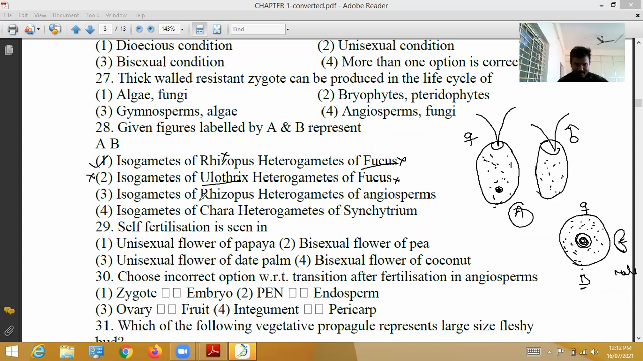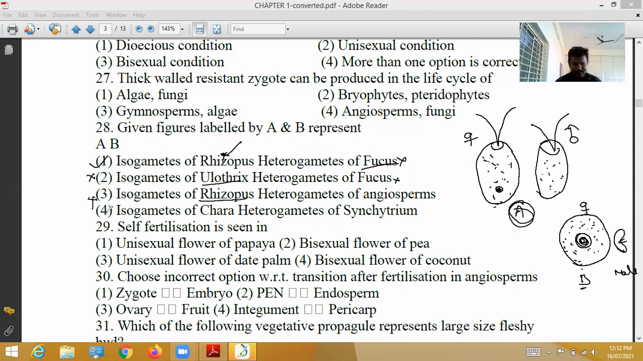Option 3, isogametes of Rhizopus. Option A here is correct. In option 1, isogametes of Rhizopus is correct, but heterogametes of B is not Fucus, so that option 1 is wrong. Come to the third, isogametes of Rhizopus, it is correct. Heterogametes of angiosperms is also wrong. These are not heterogametes of angiosperms. In angiosperms, there are no heterogametes. Third option is also wrong.